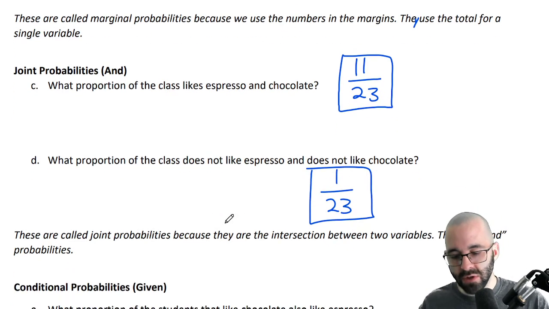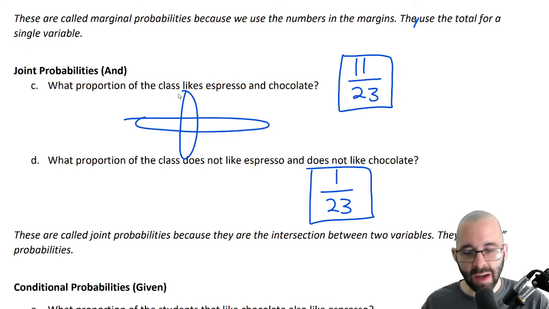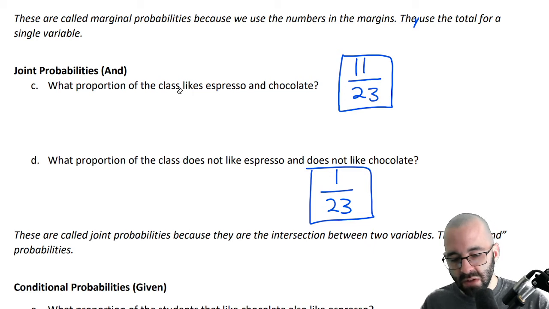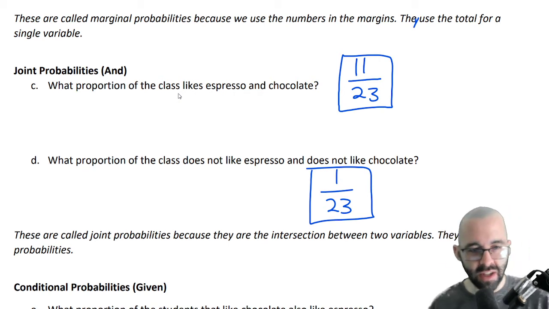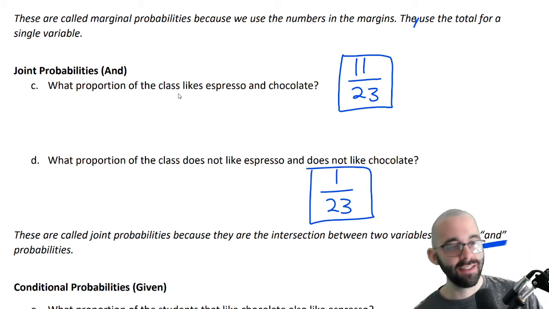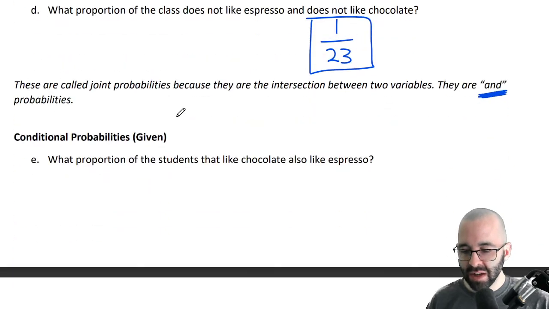All right, these are called joint probabilities. They're an intersection, just like how I kind of did that little graph, right? And I said, oh, where's the overlap? The overlap was right here. The intersection or overlap between two variables. And a lot of times we associate this with the word and. This is going to be big in a future video. The last one we're going to talk about in this video is conditional probabilities.